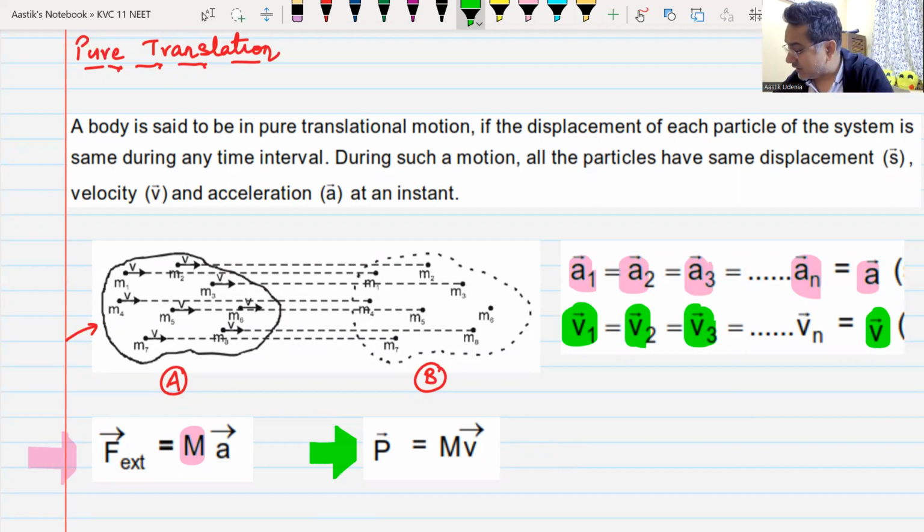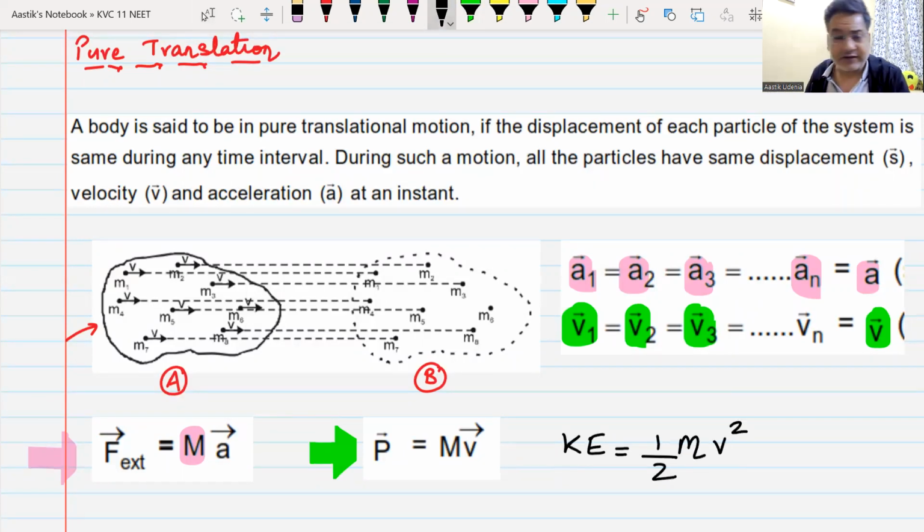Similarly, if you want to find out the kinetic energy of this body, the kinetic energy of this body will be equal to half into total mass into V square. Remember here, M stands for the total mass of the body. Everyone understands this? I'll give you 2 minutes to note it down. Once you are done, please let me know.